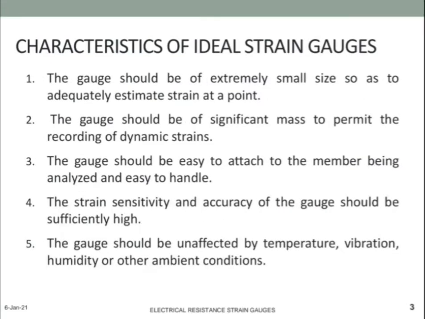Let us now discuss the characteristics of ideal strain gauges. The first point: the gauge should be of extremely small size so as to adequately estimate the strain at a point. As we studied in theory of elasticity, in some cases we have to consider a single point for the strain measurement. So, the gauge should be of small size. The second point: the gauge should be of small mass to permit the recording of dynamic strains. It should be easy to attach to the member being analyzed and easy to handle.